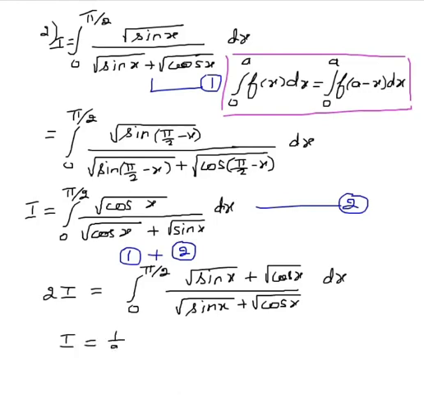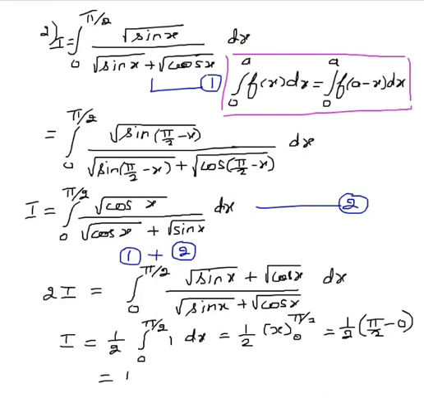Therefore, I is equal to half into integral 0 to pi by 2. This function becomes 1. And the integral is x. The limits are 0 to pi by 2. Half into upper limit minus lower limit. Therefore, the answer is pi divided by 4.